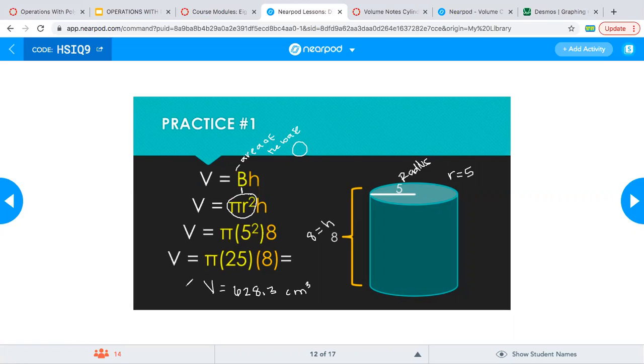Also, volume is like me filling something up, like filling a tub up with water. The amount of water in the tub is the volume of that tub. Or me filling up an ice cream cone with ice cream. The amount of ice cream you can put in the cone is the volume of that cone. So it's how much you can fit inside of something.